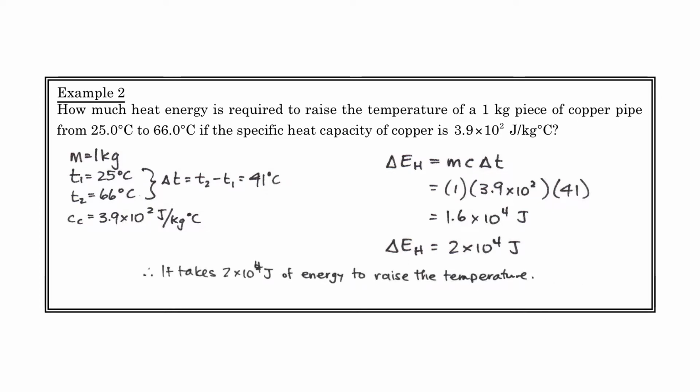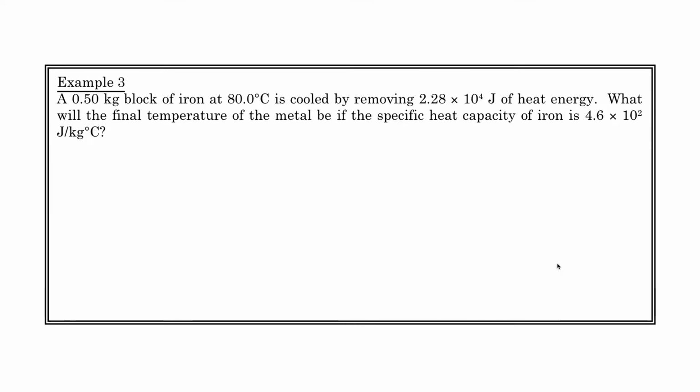So let's take a look at another example. It's our final example for this lesson. A 0.5 kilogram block of iron at 80 degrees Celsius is cooled down. And we're going to remove 2.28 times 10 to the 4 joules of heat energy. So what's going to be the final temperature of that metal? If I remove this much heat, right? I started at 80 degrees Celsius. I'm removing this much heat. What's going to be the final temperature? Here's the specific heat capacity of iron.